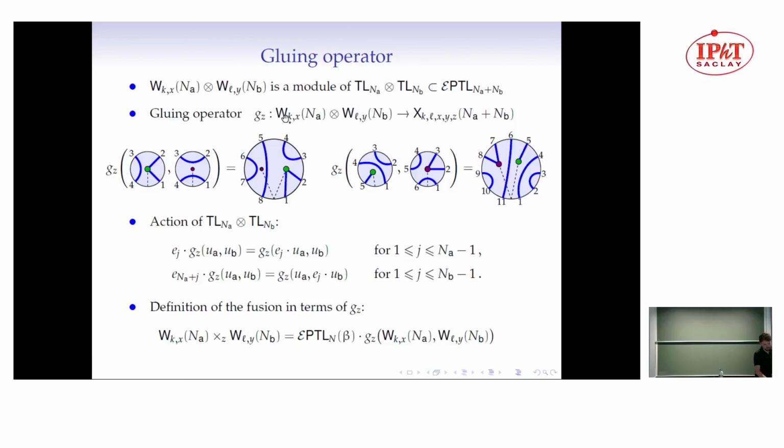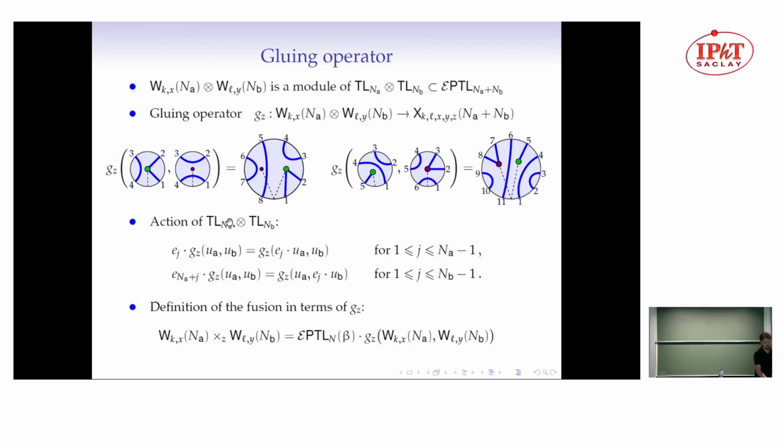So in particular, imagine that now I have this gluing which glues the left part and the right part together in this way, and I act with it with some generator EJ. If I act with E1, clearly E1 will connect these two nodes, and I can see it as acting on the first state. In other words, EJ acting on the gluing of two states UA and UB: if EJ is in this range, then I can put the EJ inside and act it on the first argument. Likewise, if I have an EJ here, I can have it act on the second argument, UB, if it's NA plus J and J is in this range. And this uses precisely this inclusion that I have, TLNA cross TLNB, which is a subalgebra of the periodic Temperley-Lieb algebra.